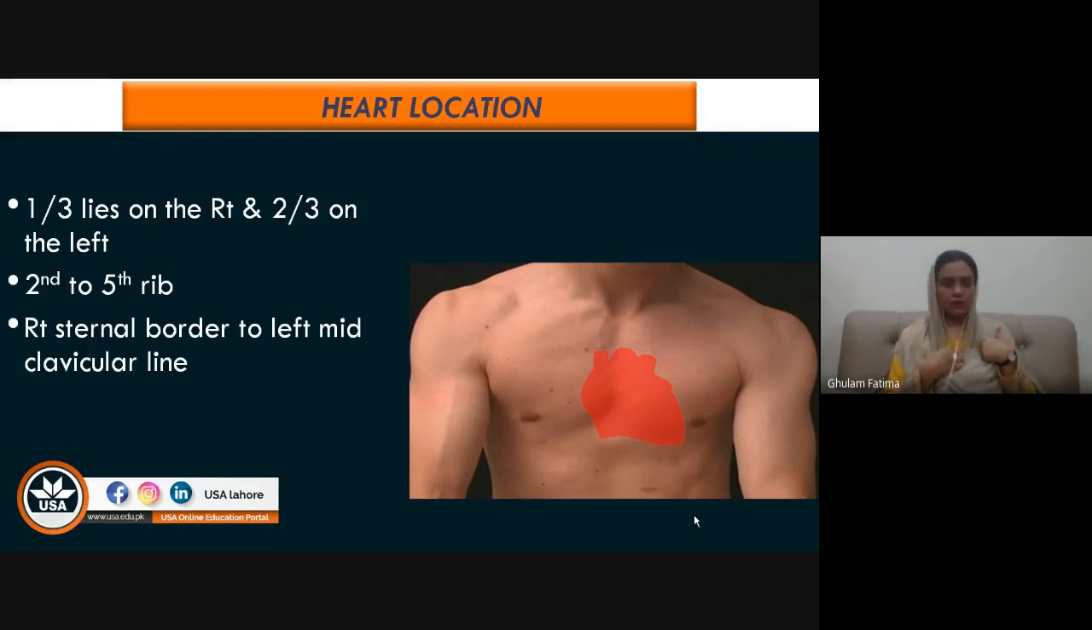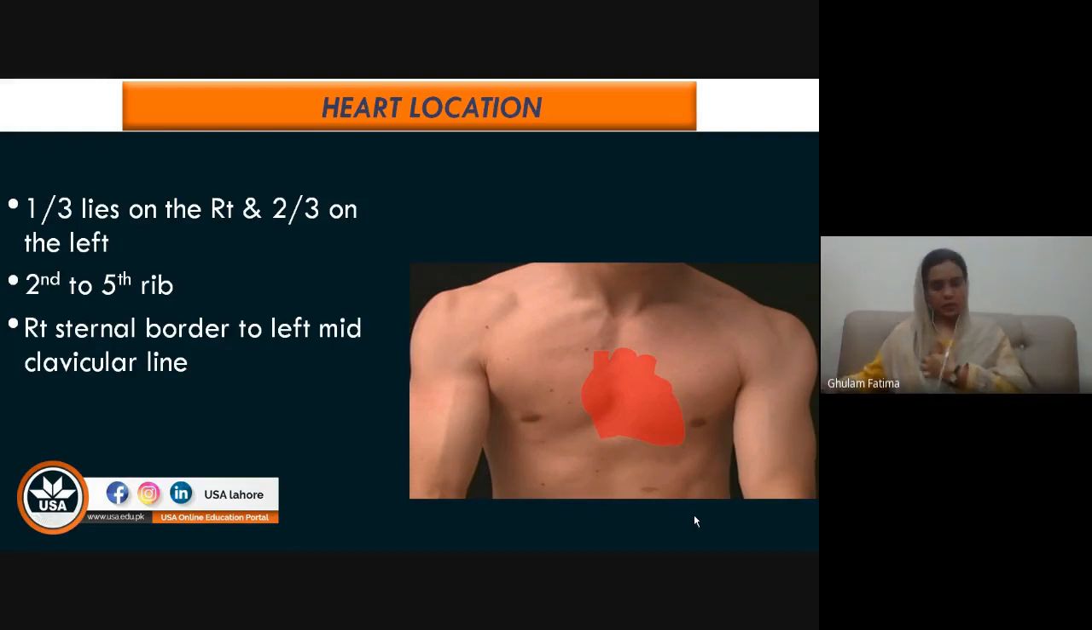From the angle of Louis we were able to calculate the second rib. So the heart starts from the second rib, and its margin goes down up to the fifth rib. And from side to side, your heart starts from the right sternal border, like the sternum.